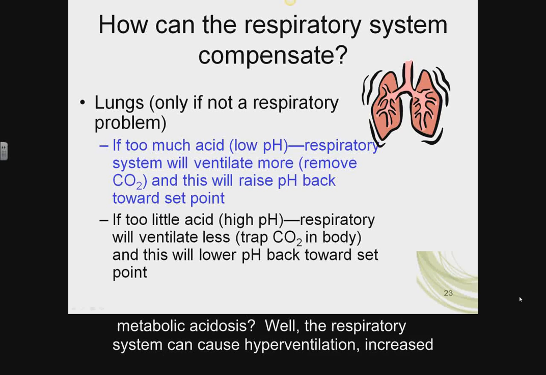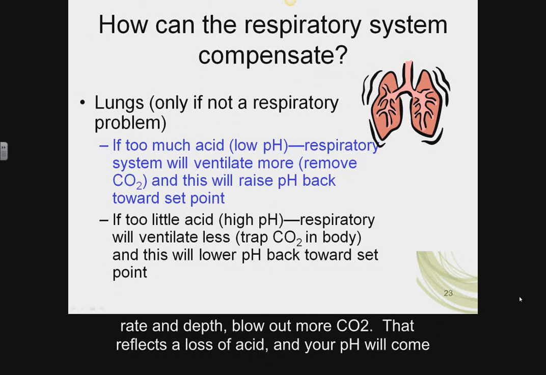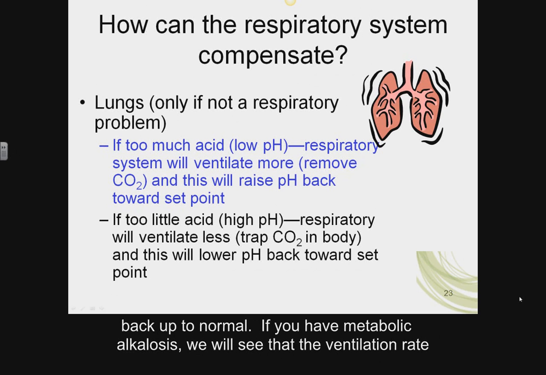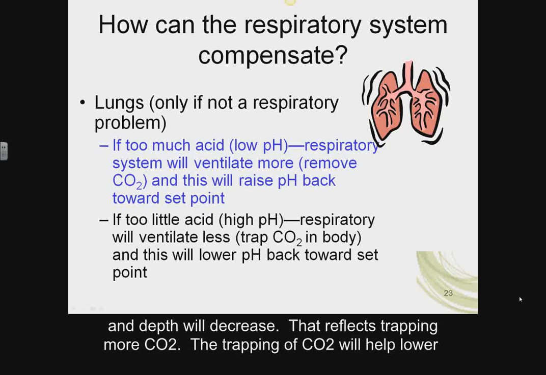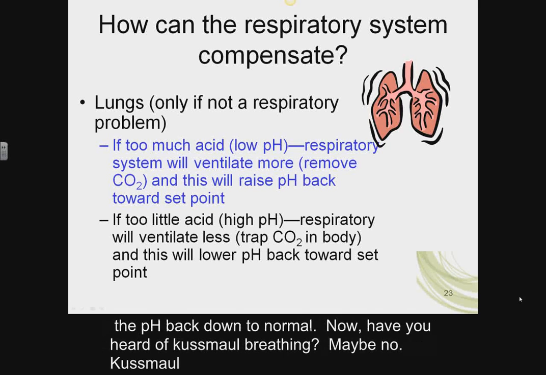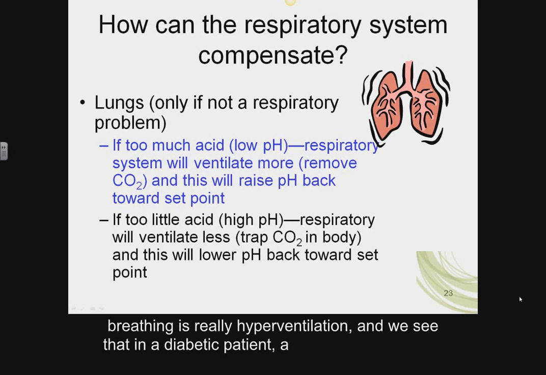Now, how can they compensate for metabolic acidosis? Well, the respiratory system can cause hyperventilation, increased rate and depth, blow out more CO2. That reflects a loss of acid, and your pH will come back up to normal. If you have metabolic alkalosis, we see that the ventilation rate and depth will decrease. That reflects trapping more CO2. The trapping of CO2 will help lower the pH back down to normal.